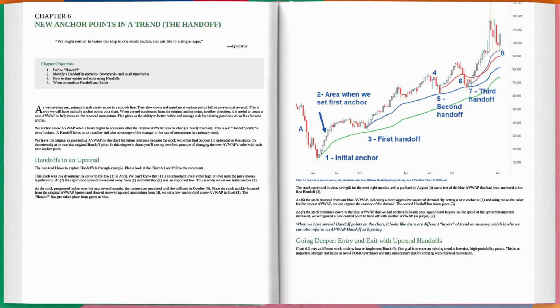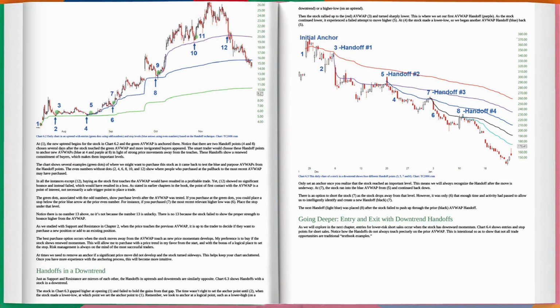Going deeper, entry and exit with uptrend handoffs. Chart 6.2 uses a different stock to show how to implement handoffs. Our goal is to enter an existing trend at low risk, high probability points. This is an important strategy that helps us avoid FOMO purchases and take unnecessary risk by entering with renewed momentum. At 1, the new uptrend begins for the stock in chart 6.2 and the green AVWAP is anchored there.